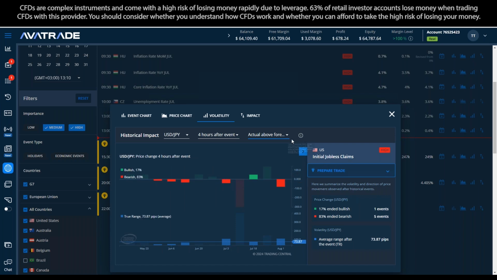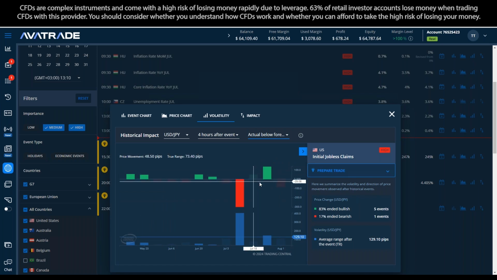Now, you might expect the opposite reaction if it's good economic news. If the numbers come in below forecast, meaning not so many jobless claims, then we see the opposite. 83% of the time, the USD goes up against the yen. USD strengthens with the good news, and the yen weakens with the good news 83% of the time here. Now, you see the one that went down a lot.